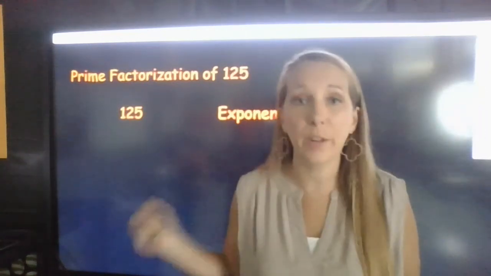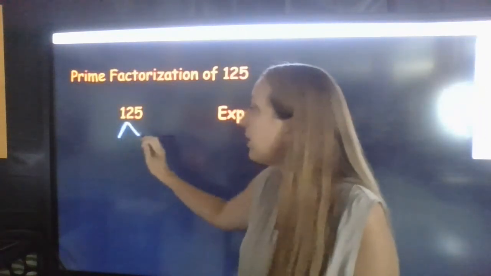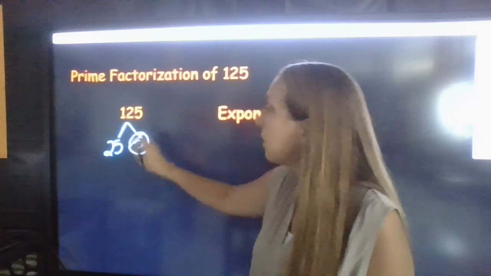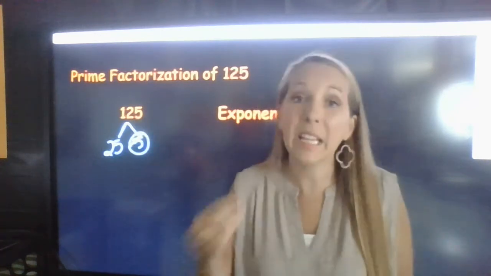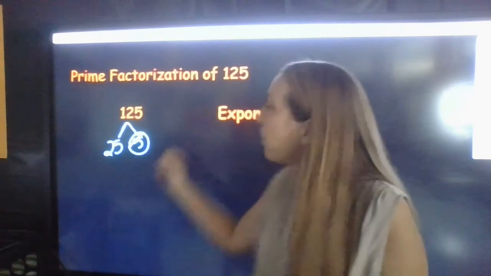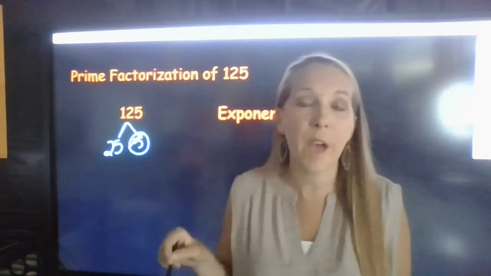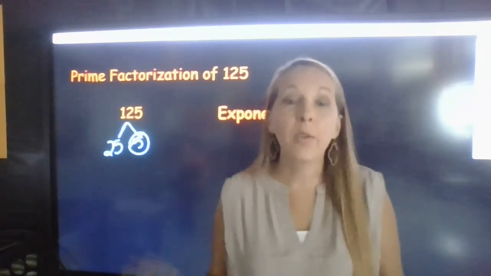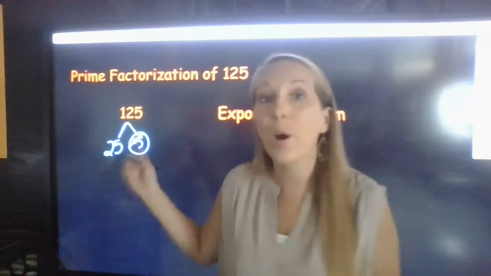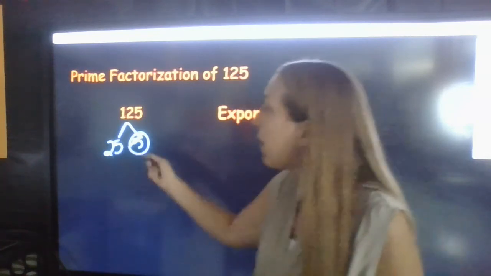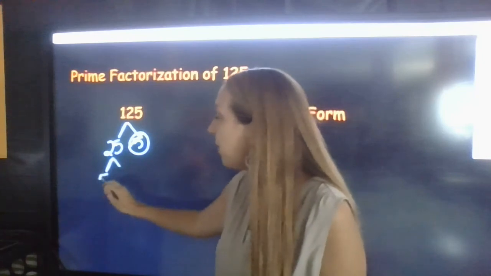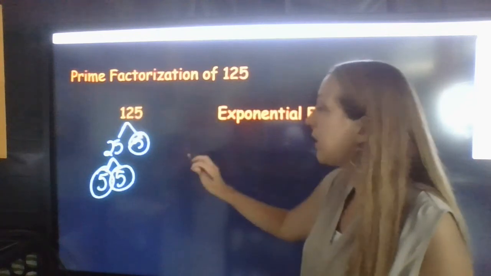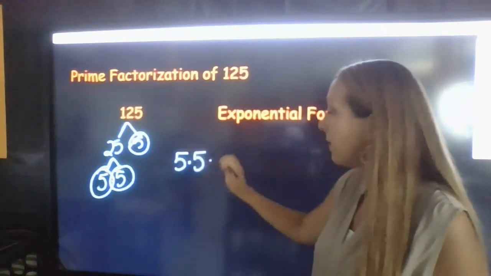Last one, 125. With 125, we can break this down by 5. Ending in 5 means we can divide by 5. If you didn't know that, grab your calculator and put in 125 divided by 5, and you're going to get 25 times 5. Or you can think about 5 quarters. If you had 5 quarters, you would have $1.25 or 125 pennies. So we would have 25 times 5. Now we can break down 25 by doing 5 times 5. So our prime factorization here is 5 times 5 times 5.